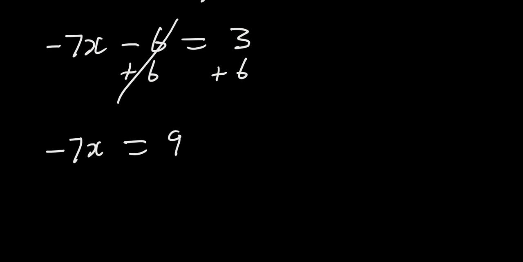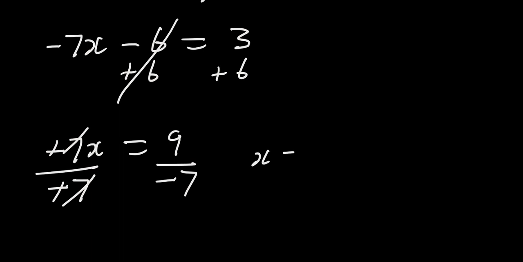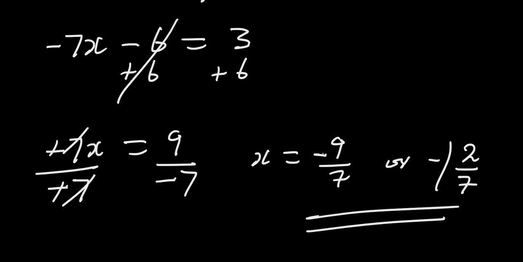Good. So now let's divide both sides by -7. So negative is going to cancel negative from here. 7 is going to cancel -7 from here. So now we are left with 9 over -7. So x is equal -9 over 7. And this can be written as -1, then 2 over 7. Okay, so this is now the final answer. X is equal -9 over 7, or -1 whole number 2 over 7.